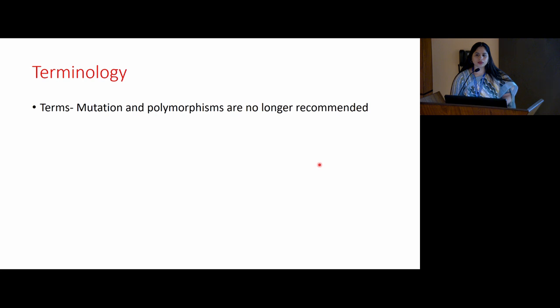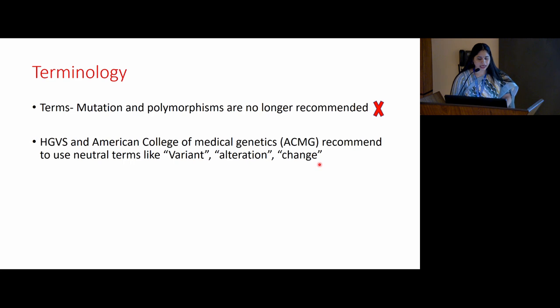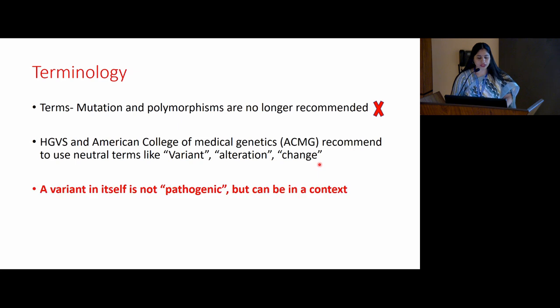Here they discourage us from using the terms mutation and polymorphism. Why so? Instead of calling these as such, they want us to refer to neutral terms like variant, alteration, and change. So whatever we say, like JAK2 V617F mutation, it should ideally be called a variant rather than a mutation, because any variant in itself may not be pathogenic, but it is always in context.